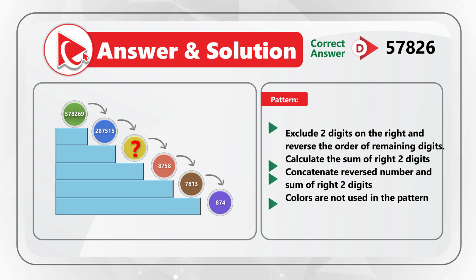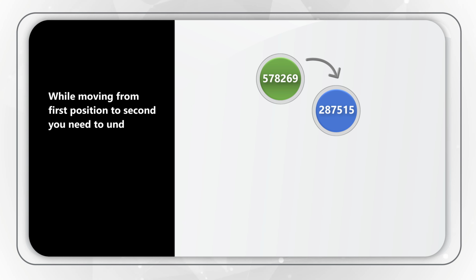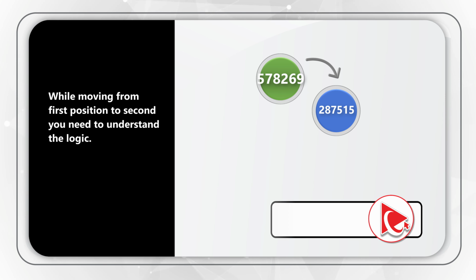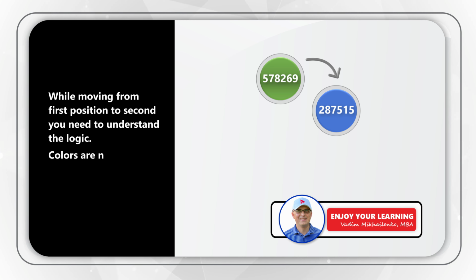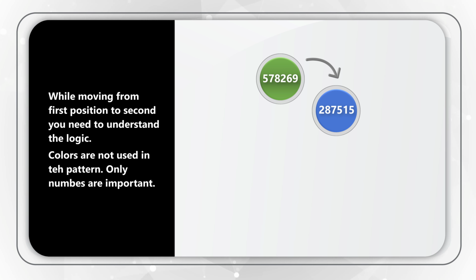As the ball rolls from the first position to the second, and we transform from digits 578269 to digits 287515, we need to understand the logic. As you might have suspected, the colors are not used in the pattern, and they're there just to deceive you. Only numbers are important. And to complete the transformational pattern, we need to do it in 3 steps.